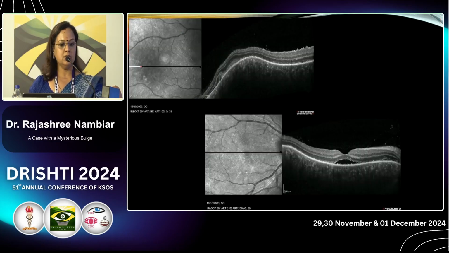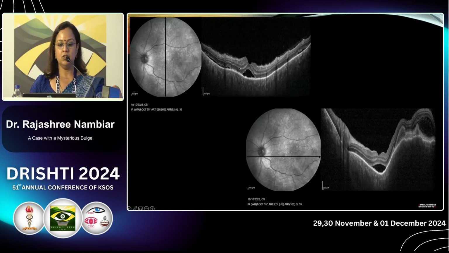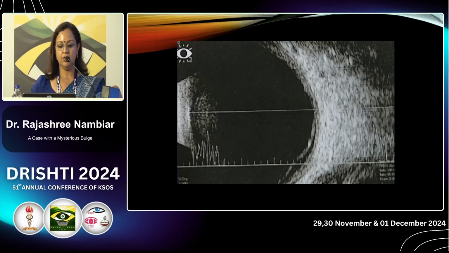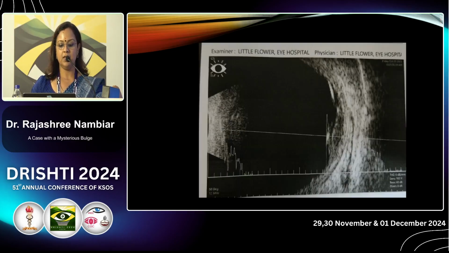Now this is the OCT of the right eye, where you have this fluid at the macula, and this is the area where there is a choroidal elevation which is seen temporally. This is the OCT of the left eye, which shows submacular fluid, and inferotemporally, if you see, there is a huge choroidal mass with presence of septae and intraretinal fluid. The B scan of the right eye shows a retinal detachment. In the left eye we see a choroidal mass.